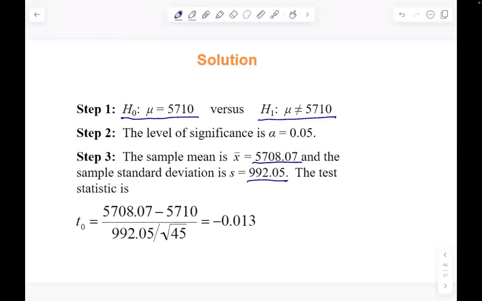So we are going to use that to calculate a t-value, or our test statistic. This is a test statistic. So the critical values are based on the alpha. The test statistic is based on the data. I'm going to even write that.